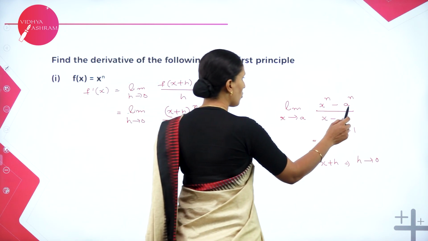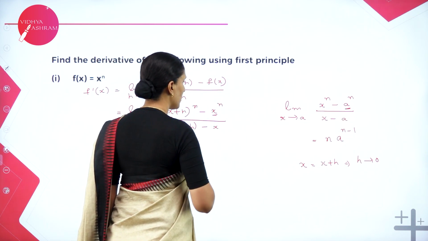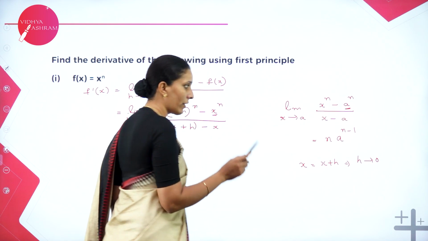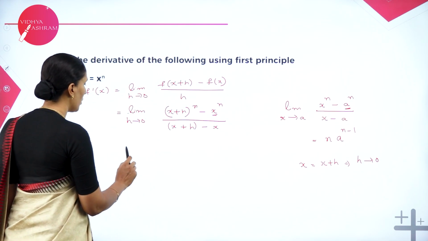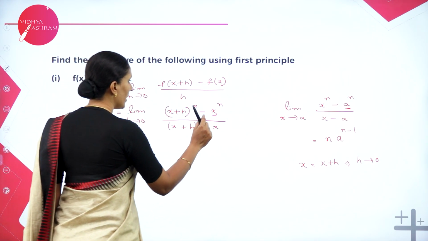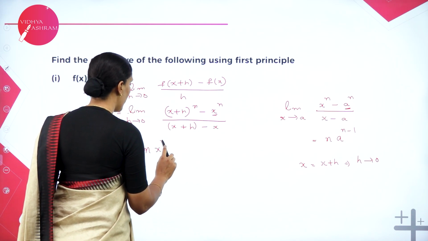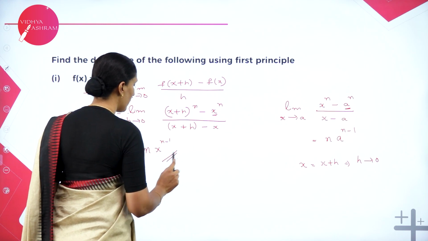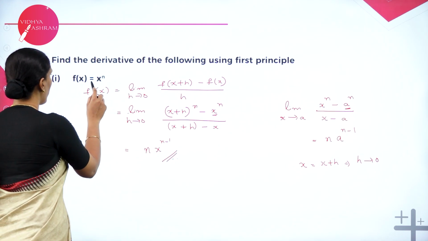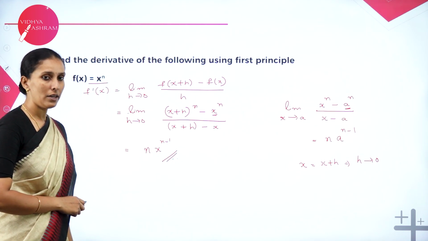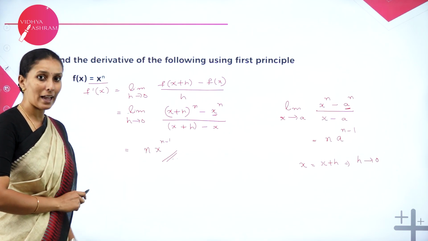And now in the place of a, we have x. So therefore, if I apply the standard result, we will get n into x to the power n minus 1. So this is the result. Therefore, for f of x is equal to x to the power n, we get n into x to the power n minus 1.